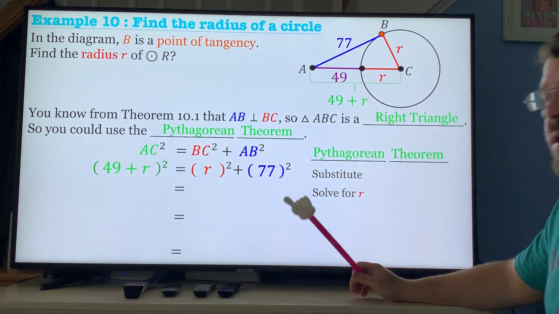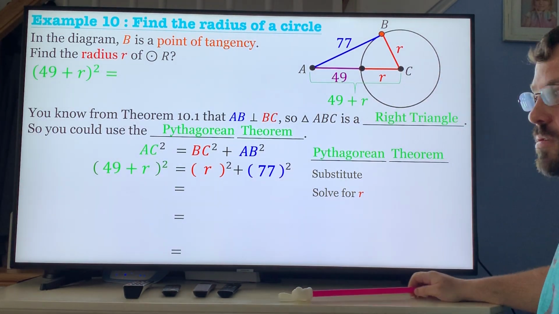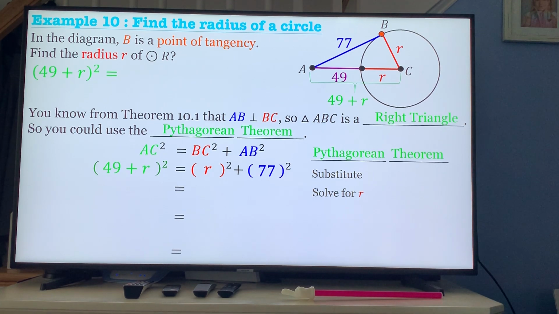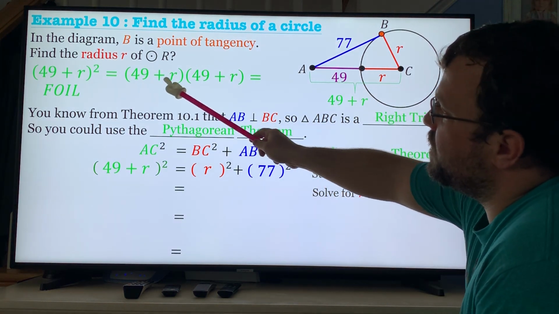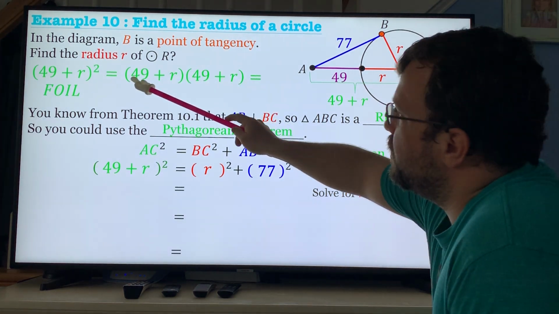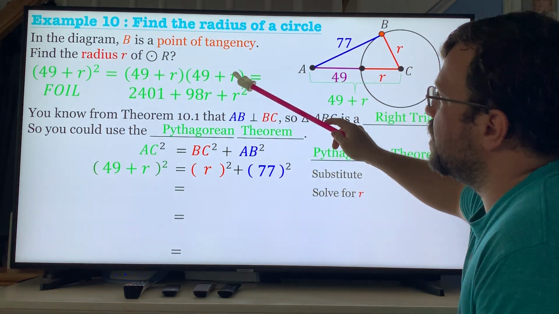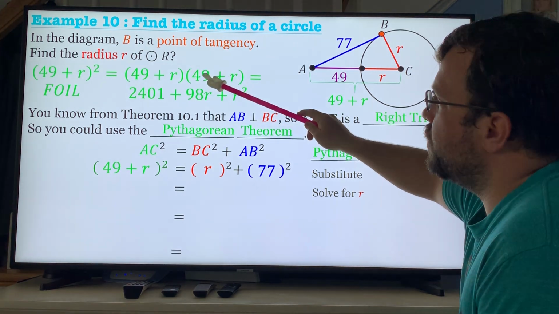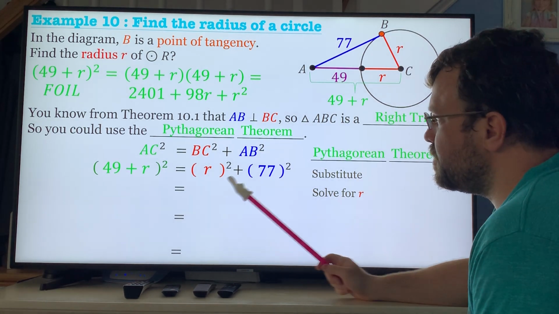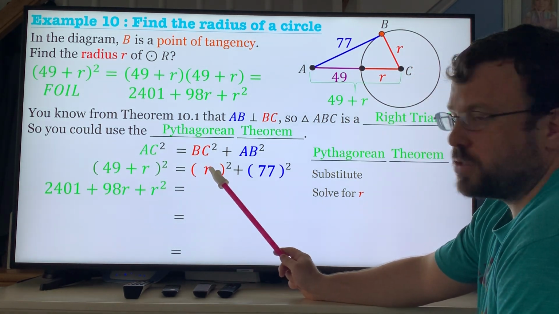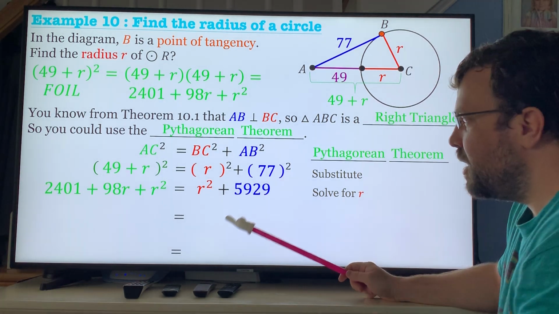So, hopefully you guys remember how to FOIL. 49 plus R squared equals, you remember how to do this? Everyone should. It is FOIL. First, outer, inner, last. So technically you're multiplying 49 plus R times 49 plus R. 49 times 49 is 2,401. 49 times R is 49R. 49R, add them together, you get 98R. R times R is R squared. So that's what this equals. 77 squared is 5,929.